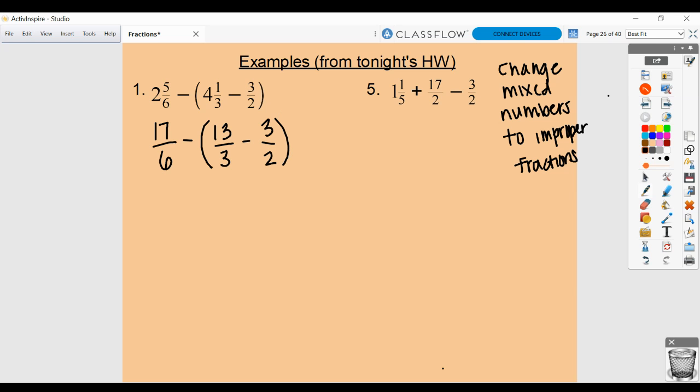Okay, so we need a common denominator in order to do this. We need a common denominator for all three of these. So you have 6, 3, and 2. The number that goes into all of those would be 6. So we need to change all of these to a denominator of 6.